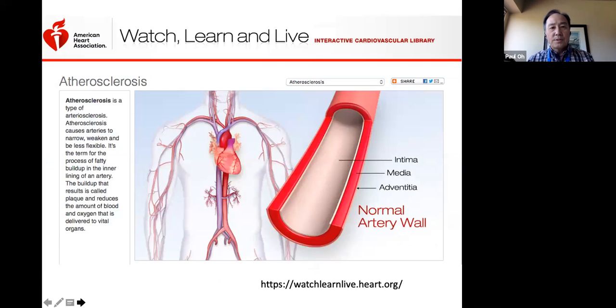Okay. So if you want to see a little bit more of an animated video, I'm not going to show you that right now, but I'd invite you to go to the American Heart Association website, watchlearnlive.heart.org. And you can see some cartoons of what these blood vessels look like in the heart.